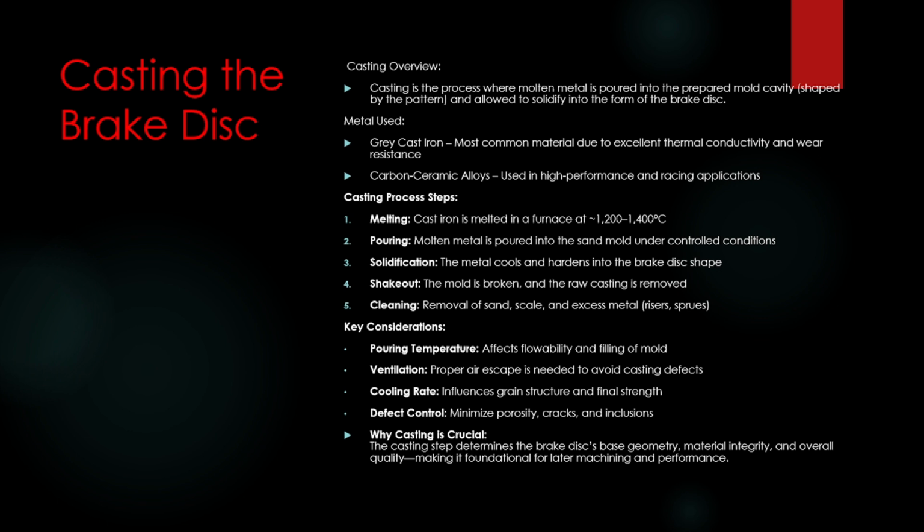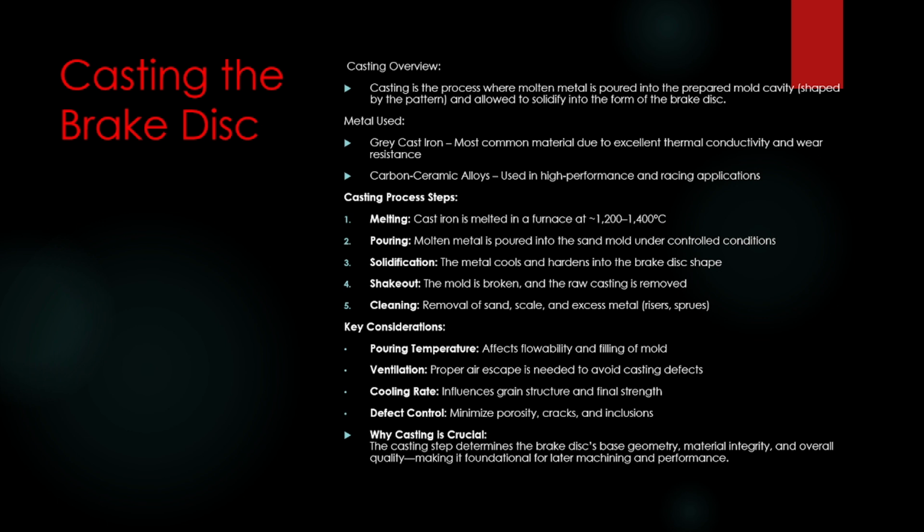Casting process steps. The first step is melting. Cast iron is melted in a furnace at 1200 to 1400 degrees Celsius. Pouring. Molten metal is poured into the sand mold under controlled conditions. Solidification. The metal cools and hardens into the brake disc shape. Shakeout. The mold is broken and the raw casting is removed. Cleaning. Removal of sand, scale, and excess metal like risers and sprues.